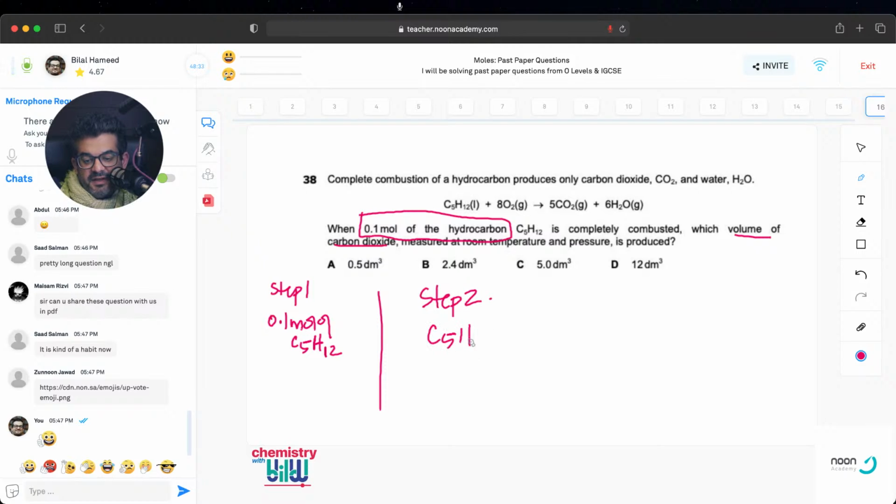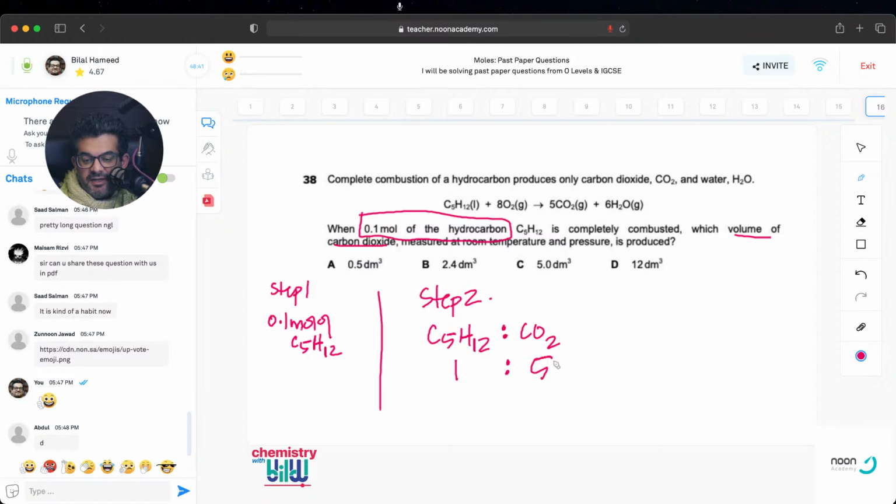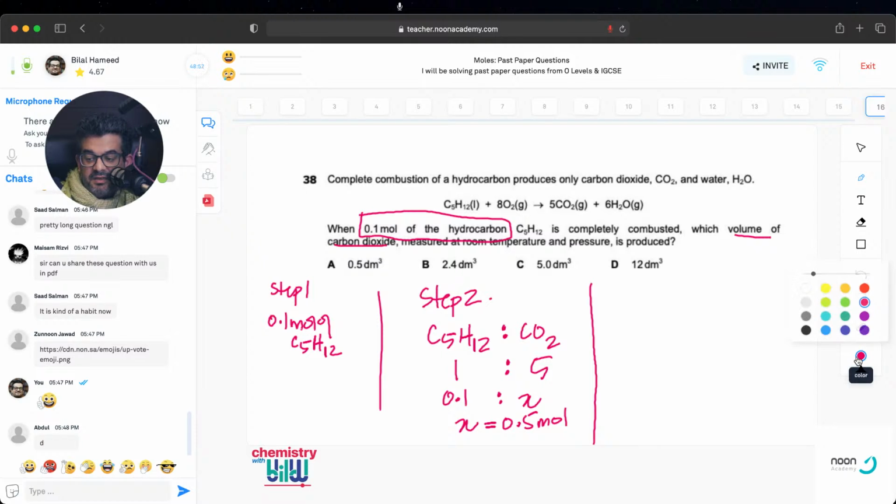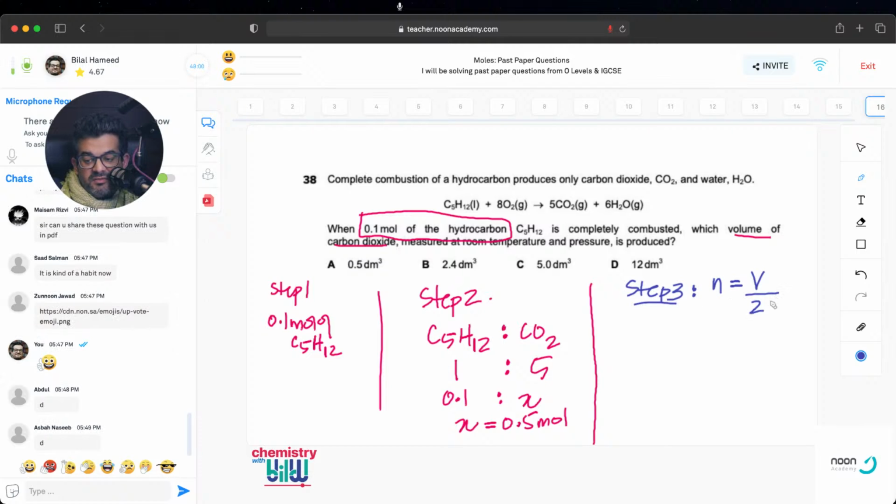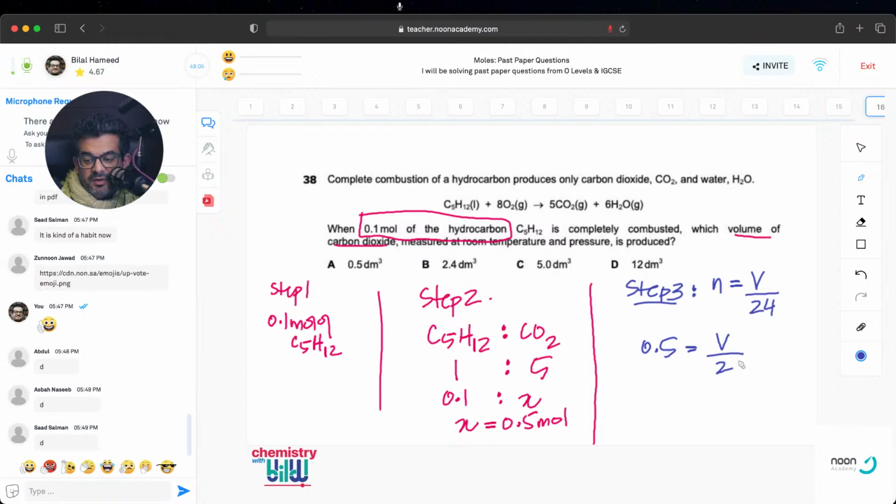Then step 2, C5H12 is to CO2. What's the ratio? 1:5. So how much will 0.1 make? 0.5 moles of CO2. Then step number 3, what do we need? We need the volume of gas. So which formula will you use? Number of moles is volume over 24. So 0.5 is equal to volume over 24, which makes V 12 dm cube.